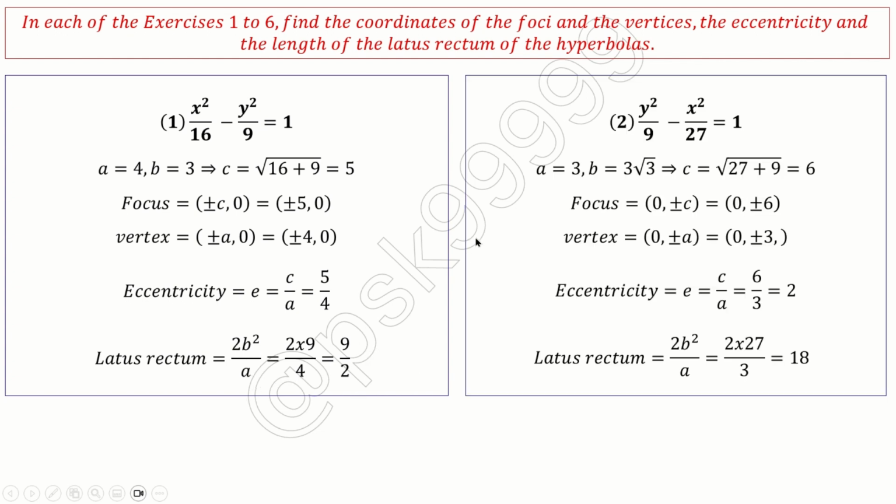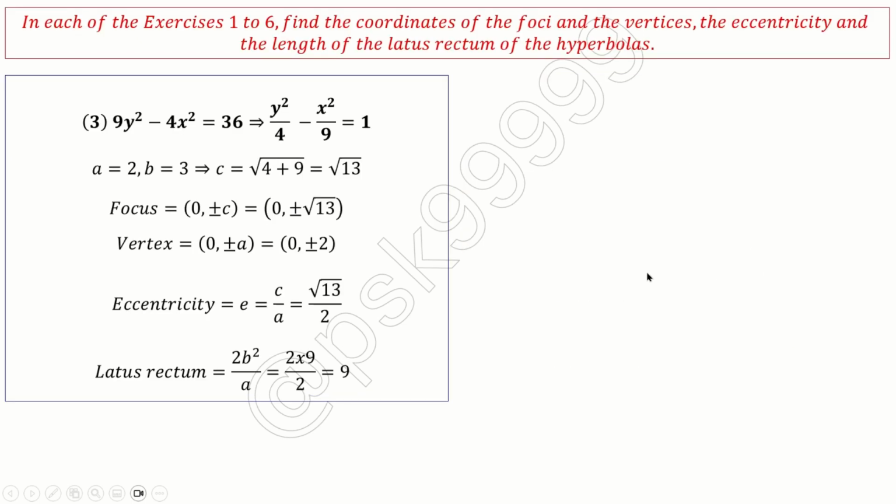Okay. So similarly, you can solve all the problems 1 to 6, which are exactly similar. Only thing is, make sure that here x square by 16 is the first term. Here it is y square by 9, which means the transverse axis is on the y-axis. So the focus points will change to 0 comma plus or minus c, and the vertex will change to 0 comma plus or minus a, where a is the square root of this value. So you can solve the rest of the problems up to 6.